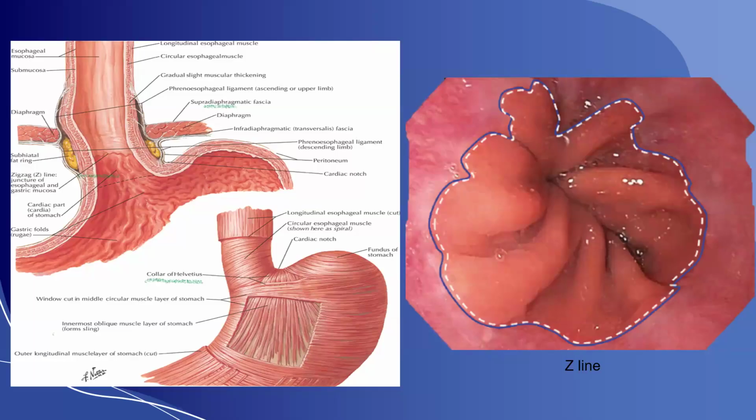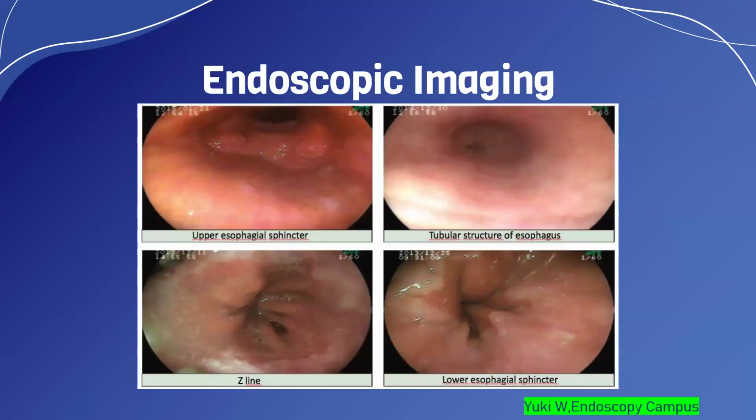This is the one which we see on endoscopy. So, endoscopic imaging: this is the upper esophageal sphincter, the tubular structure of the esophagus. This is the Z line and the lower esophageal sphincter.